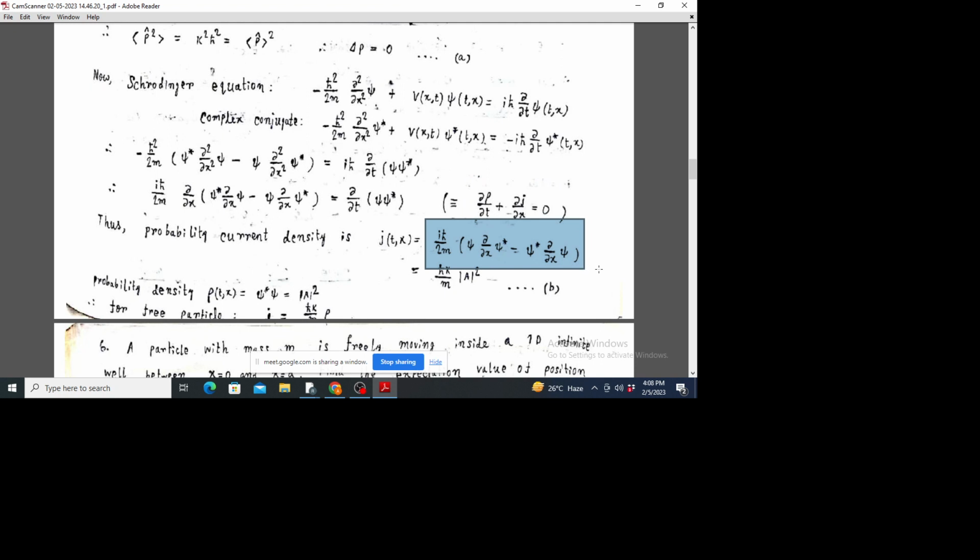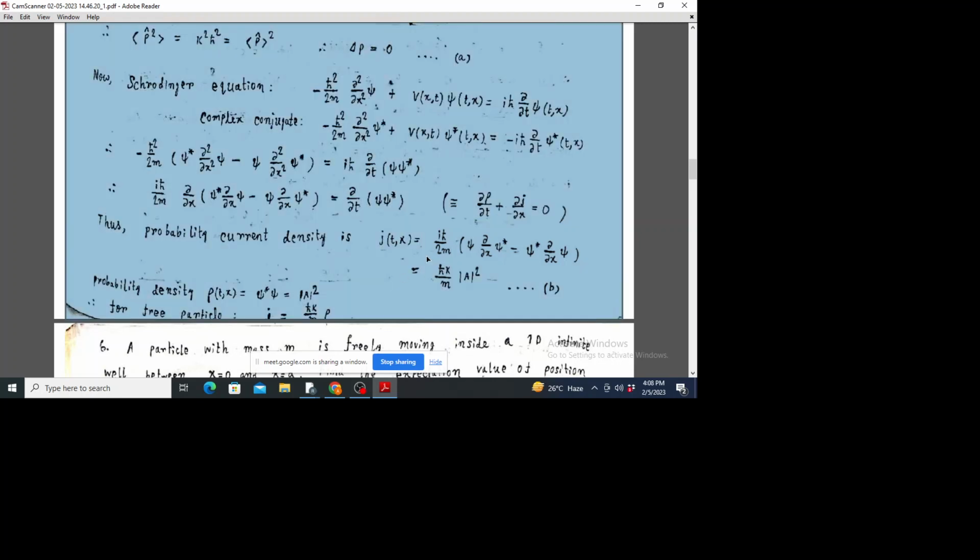Now since you know about this probability current density, all you need to do is to substitute the given wave function, and you will get this.